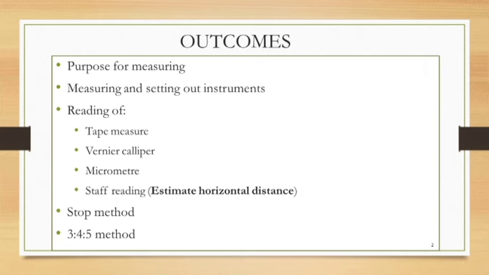At this stage, you can now be part of the surveying team, because you are able to read the staff reading and also estimate the horizontal distances. Then you now know exactly the difference between the stop that you knew before this lesson and the current stop method that we definitely have to use in the workshop. And lastly, you know how to verify the squareness of the building by using the 3-4-5 method.